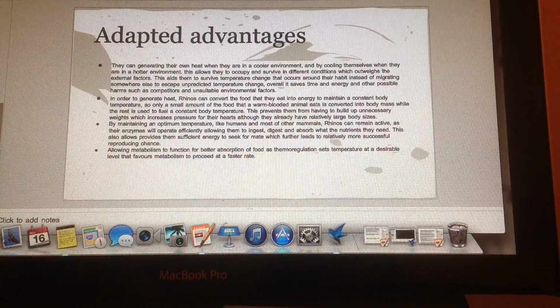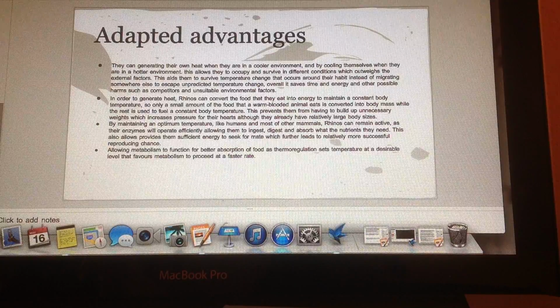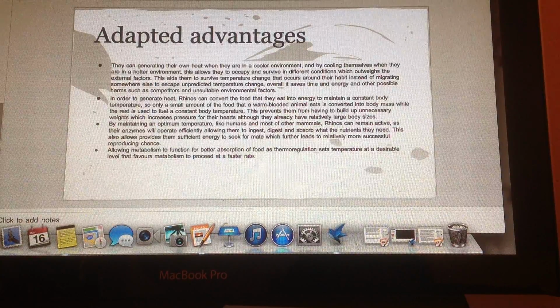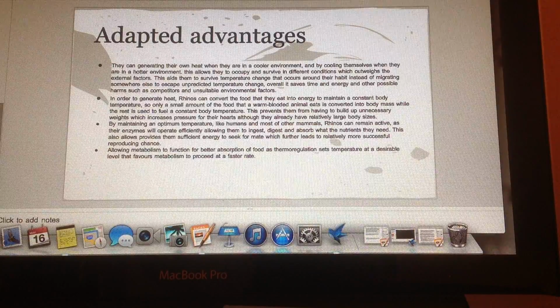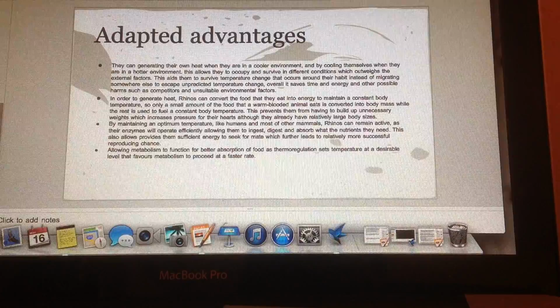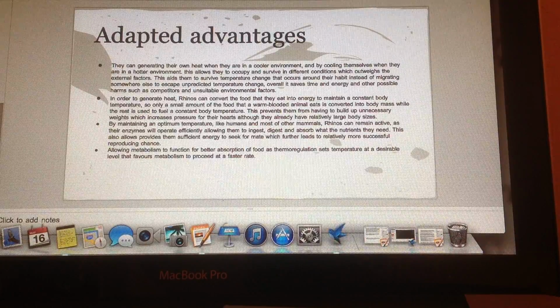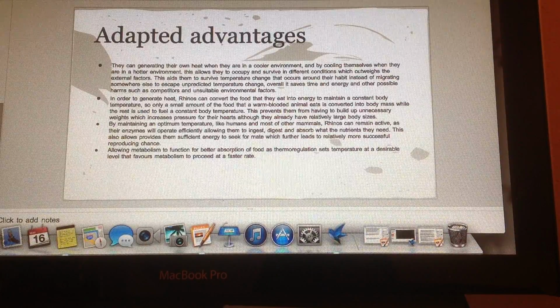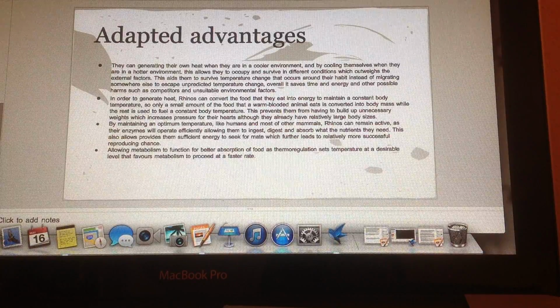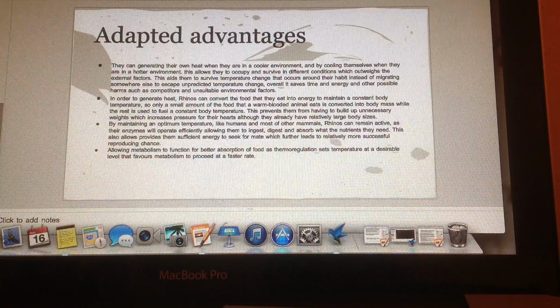In order to generate heat, rhinos can convert the food that they eat into energy to maintain a constant body temperature. So only a small amount of the food that a warm-blooded animal eats is converted into body mass, while the rest is used to fuel a constant body temperature. This prevents them from having to build up unnecessary weight, which increases pressure on their hearts, although they already have a relatively large body size.